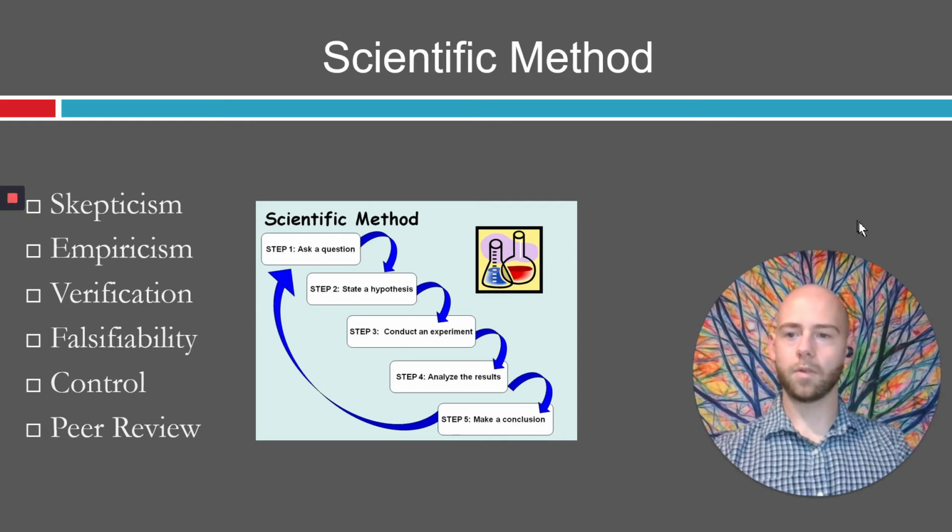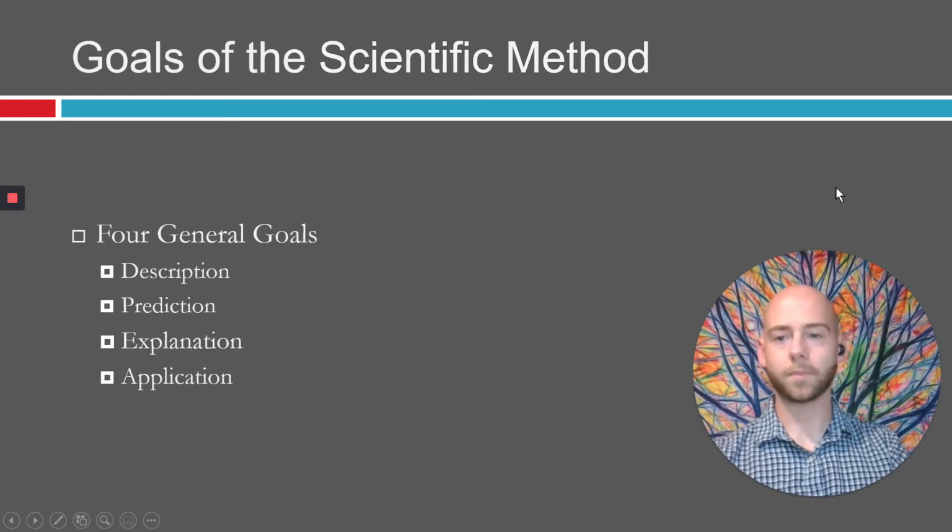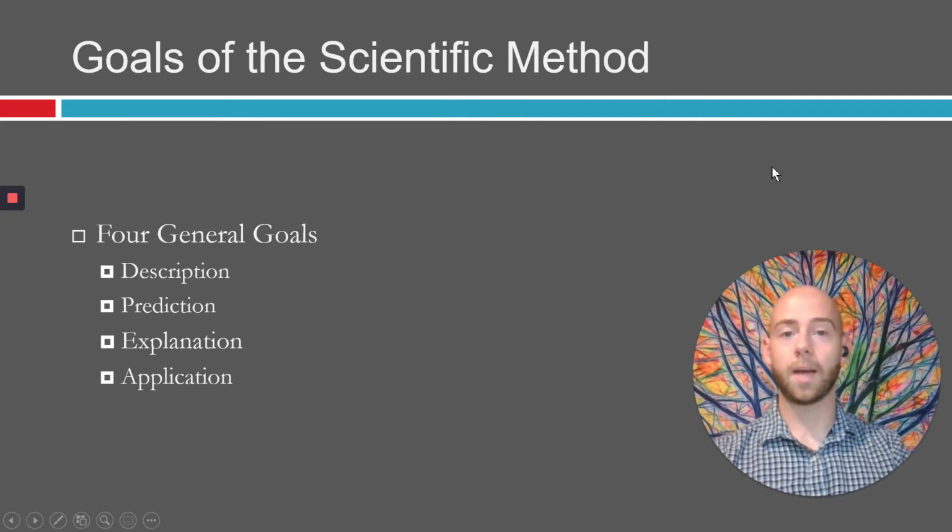So last video, I wrapped up talking about some of the key elements of the scientific method: skepticism, empiricism, verification, falsifiability, control, and peer review. And now I want to talk about some of the goals of the scientific method. So by accumulating this knowledge, what are we trying to do? These four goals are description, prediction, explanation, and application.